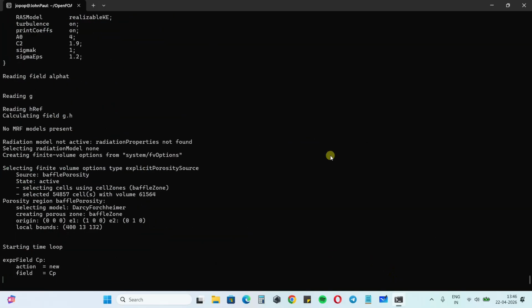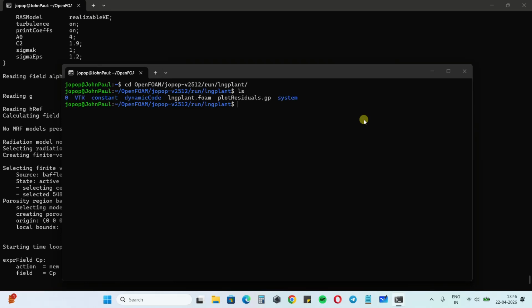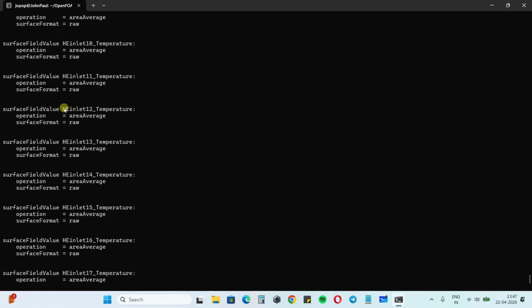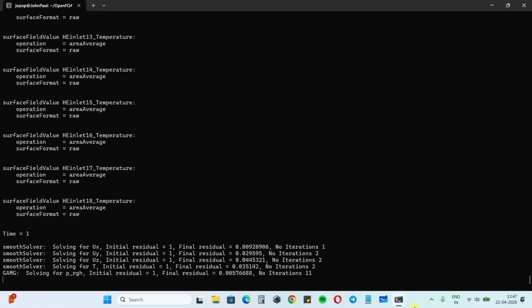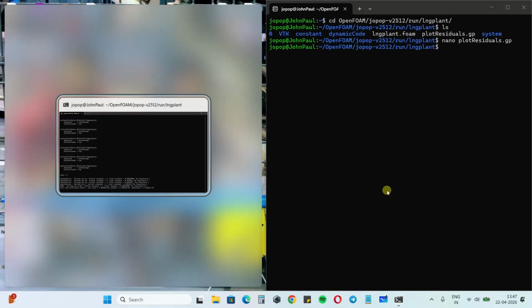Yes. Yeah, so the solver has started to run, and I'm opening a separate terminal, and if you navigate back to the case folder, and if I do an ls, you can see this plot residuals.gp file. So that's basically the script that I mentioned earlier. Yes, so the solver has started, and you have the placeholders for inlet temperatures, and we can enable the residuals window as soon as it starts to run the second iteration.